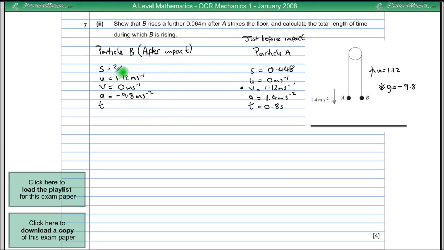S is what I'm trying to find. It does give me the answer in the question, but I can't assume that's true. I have to show that that's true. And we don't have a value for time either. So we're interested in finding S. We're going to use these three here.